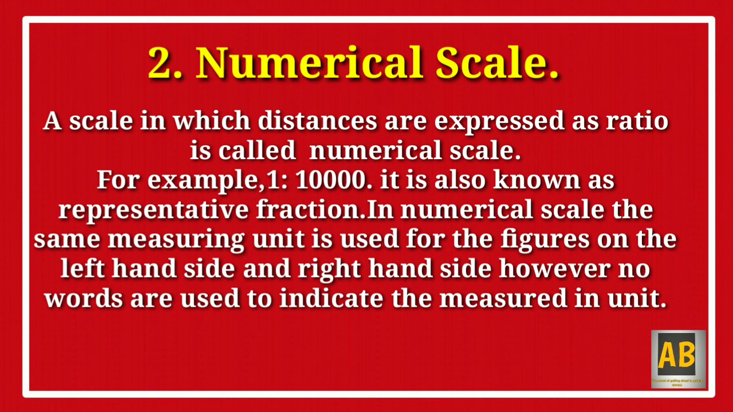Numerical scale. A scale in which distances are expressed as a ratio is called numerical scale. For example, 1 is to 10,000. It is known as representative fraction. In numerical scale, the same measuring unit is used for the figures on the left hand side and right hand side. However, no words are used to indicate this measuring unit.